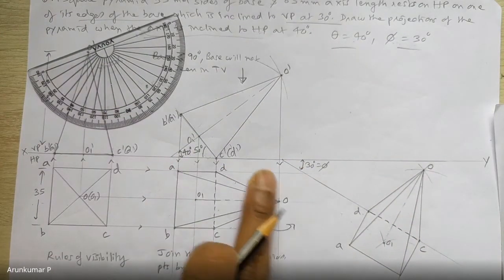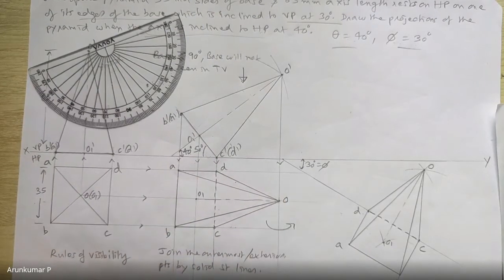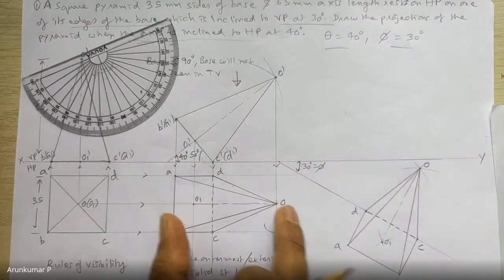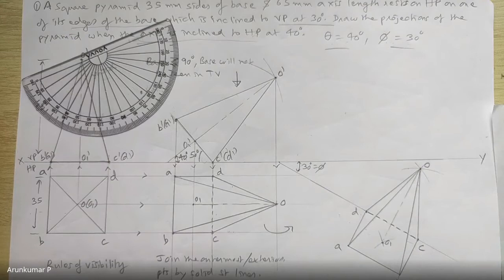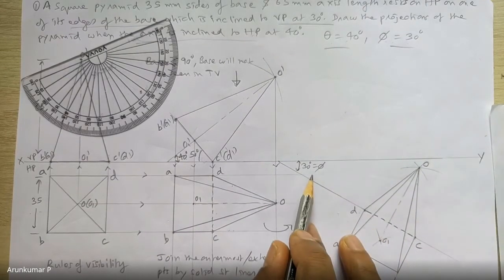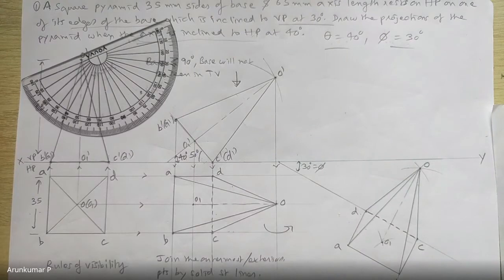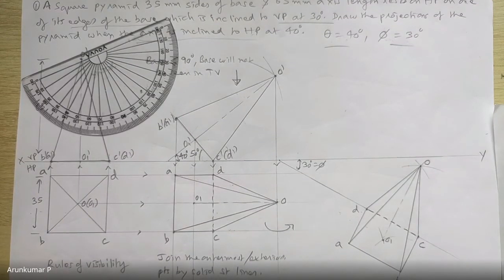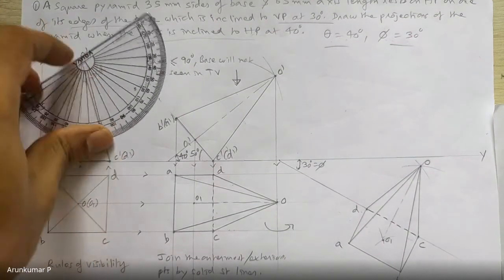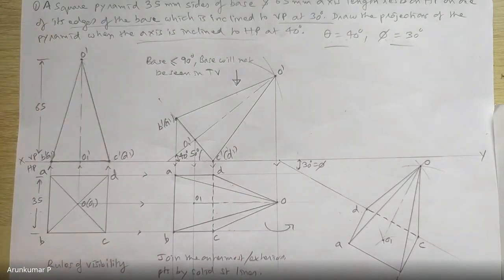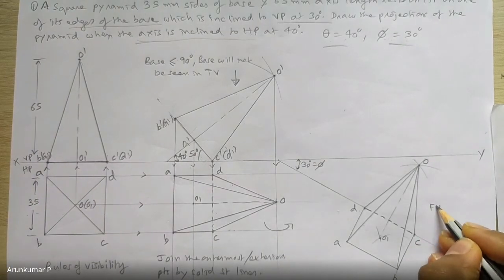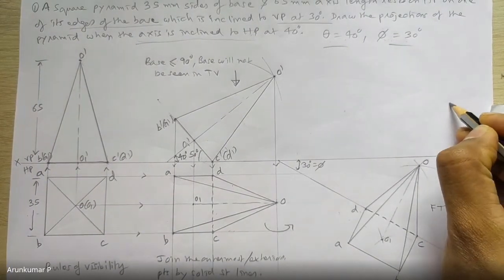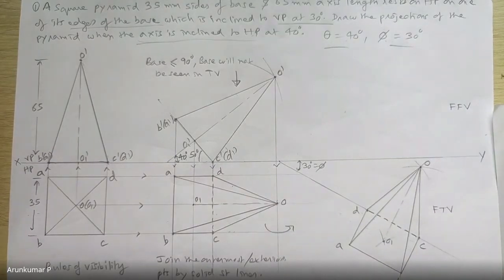This is how I reposition the second step top view in the third step, in such a way that the edge on which it is resting, that is CD, is inclined at 30 degrees to VP. Okay, so quickly we'll finish off the final front view also. This is the final top view. Now you have to draw and locate the final front view.